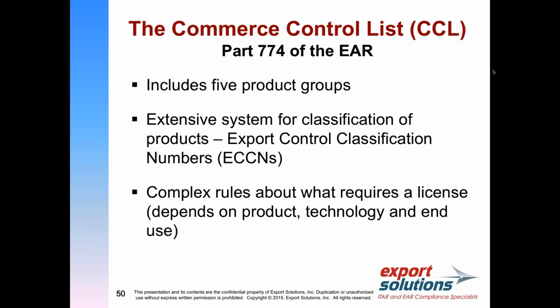Makes it sound simple, but once again, as I said, it handles everything. Within those 5 product groups is everything in the world. It's an extensive system for classification of products, and the result is an export control classification number, an ECCN. There are very complex rules about what requires a license and what does not. Depends on the product, its ECCN, the technology involved, its end use, and also the countries that may be involved in it. So it's something to consider.